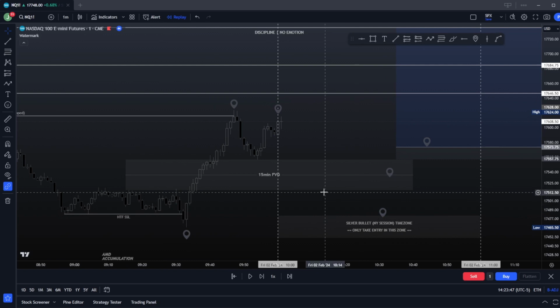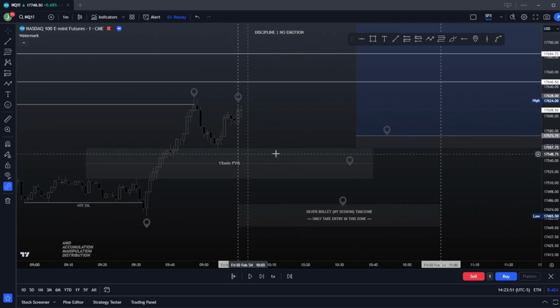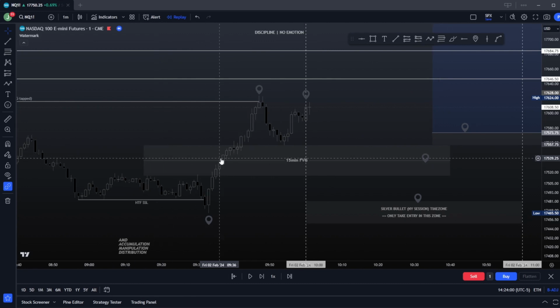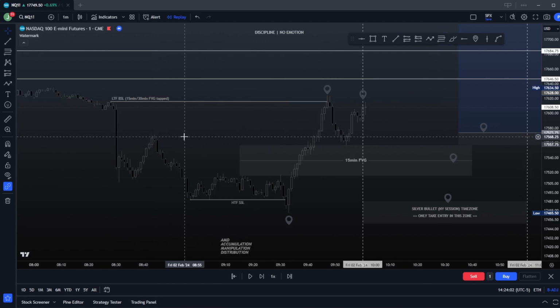And that's why I say do not take an entry outside of the zone, because that will happen before price can accumulate those orders so that we have enough momentum for that move. So you have to be very cautious and very mindful.